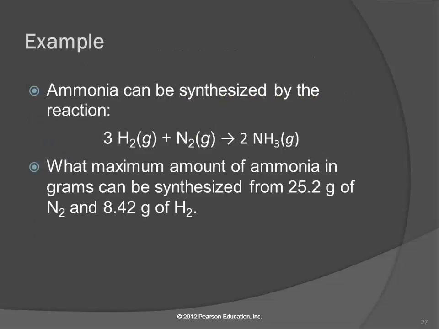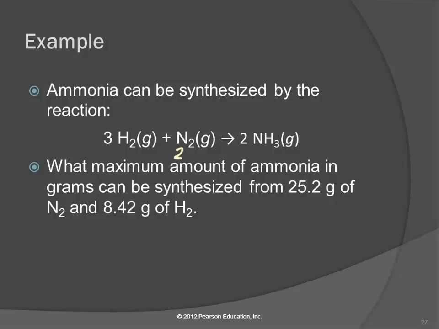So let's do an example. Ammonia can be synthesized by this reaction. 3 hydrogen molecules plus 1 nitrogen molecule yields 2 ammonia molecules. What maximum amount of ammonia in grams can be synthesized from 25.2 grams of nitrogen and 8.42 grams of hydrogen? So let's take that balanced chemical equation. You would need to write that down on whatever paper you're doing your work on. And then we take those masses and we write them under the appropriate compounds.